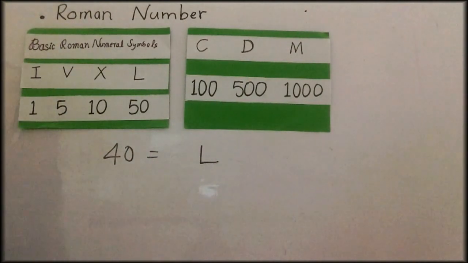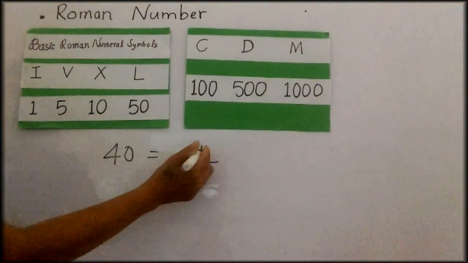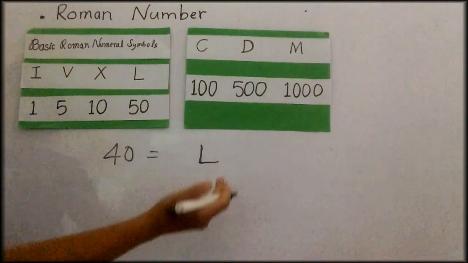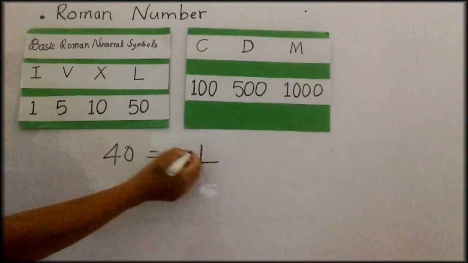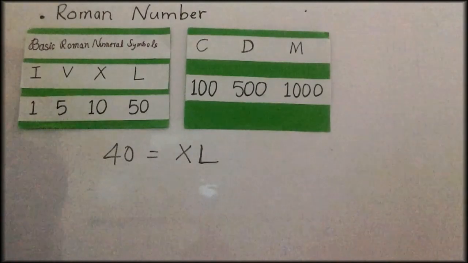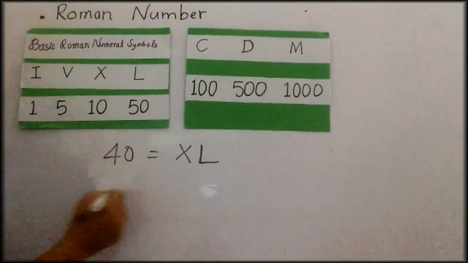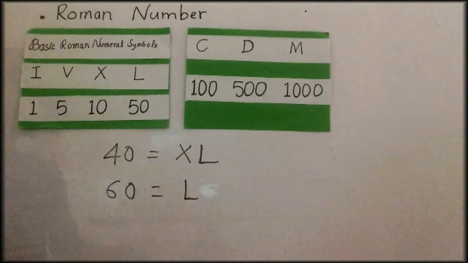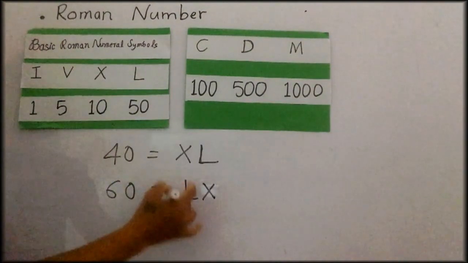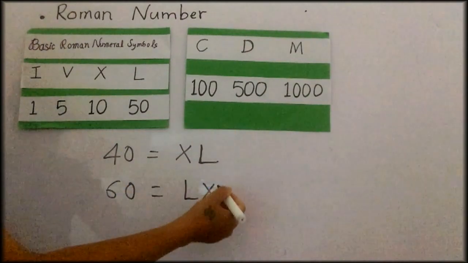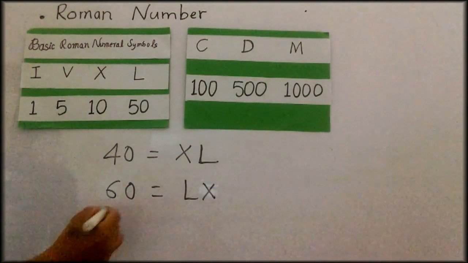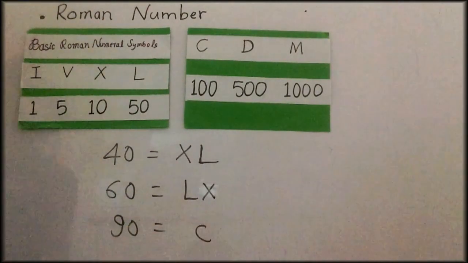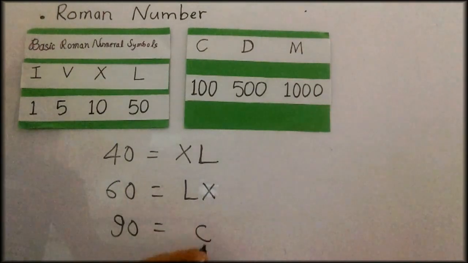How can you write 40 here? For 40, we use the same rules. You can write L first, because we don't have a special symbol for 40. L represents 50. So 50 minus 10 is obviously 40. So X we can write before this L. XL is 40. And what about 60? We write L first. 50 plus 10 means we write X after this greater letter.